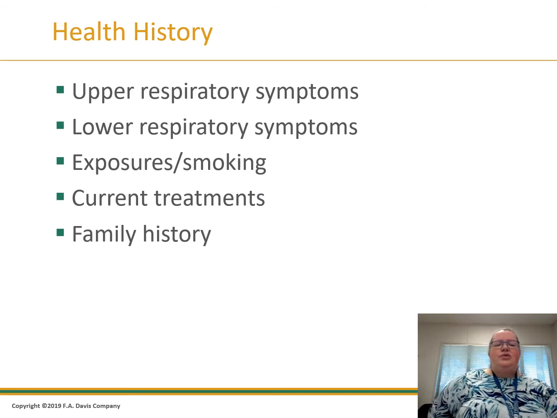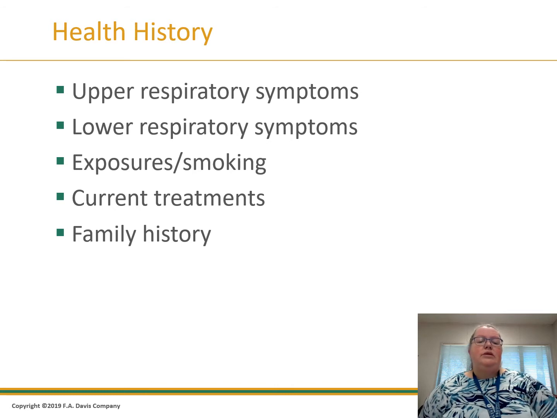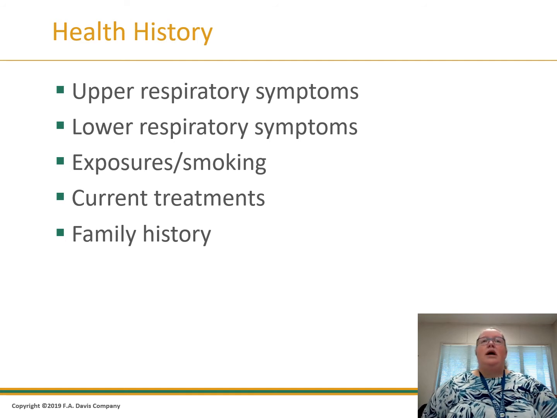So a health history: upper respiratory system symptoms, lower respiratory symptoms. Have you ever been exposed to asbestos? Did you smoke? How much did you smoke? How long did you smoke? Are you still smoking? What are you doing now? Are you on any asthmatic inhaler treatments? Are you taking oxygen regularly? What's your family history?